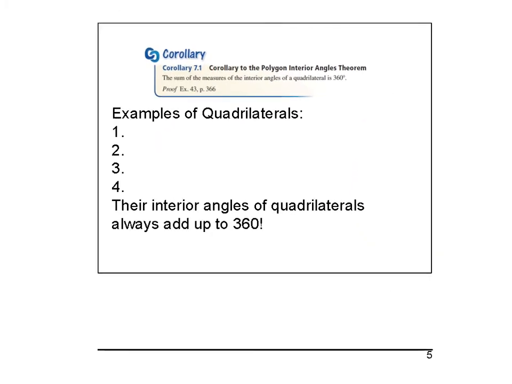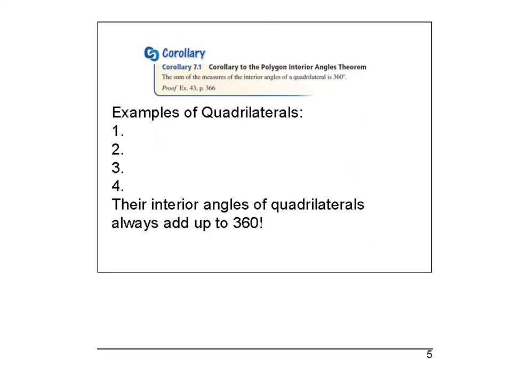Okay, so now we're just going to talk a little bit more about quadrilaterals. I'd like you to pause the video for just a second and write down as many types of four-sided shapes that you can think of. And while you're doing that, I will go ahead and write down the ones that I can think of as well, and you can add to your list when you start the video again.